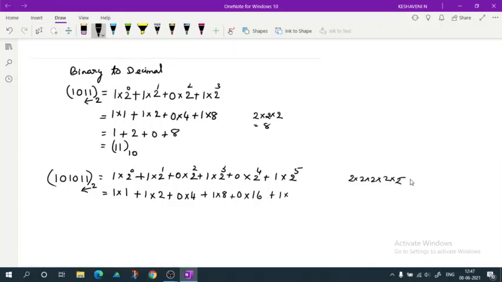2 into 2, 4. 4 into 2, 8. 8 into 2, 16. 16 into 2, 32. Therefore, 2 to the power of 5 is equal to 32. Now, I will simplify and write this one.